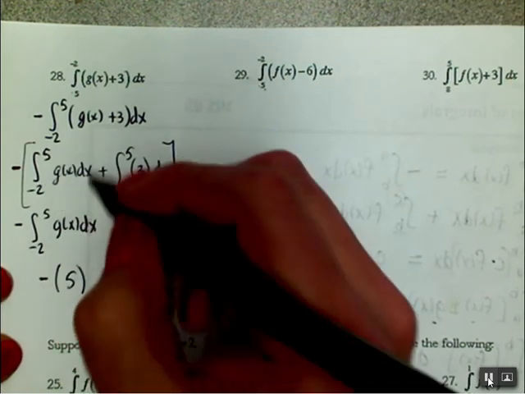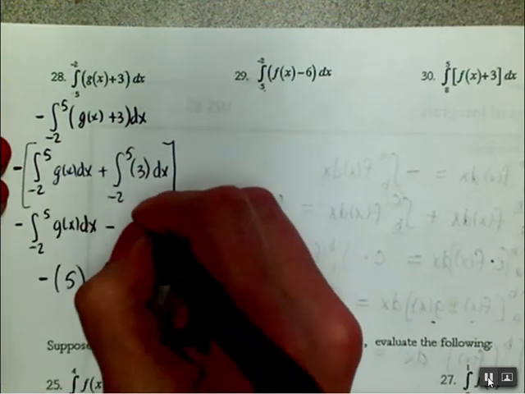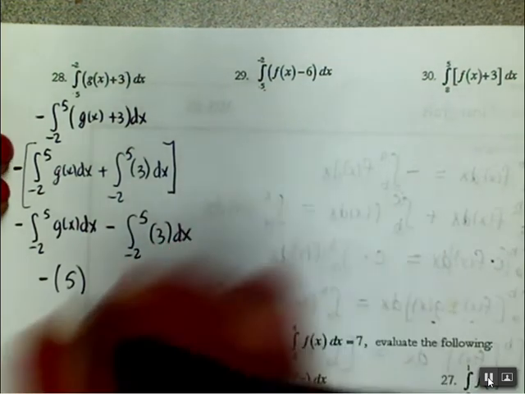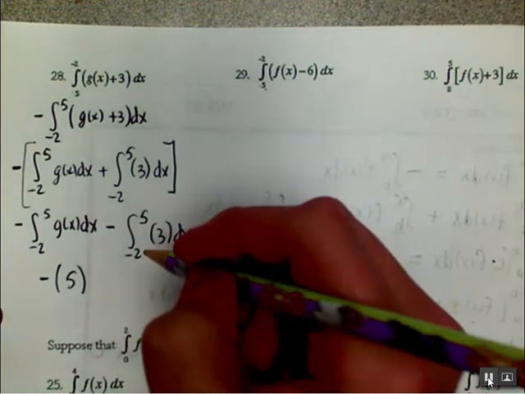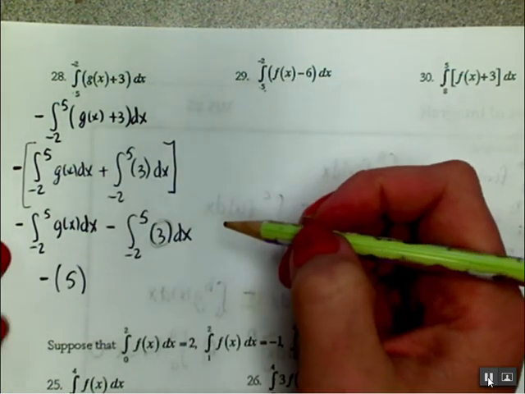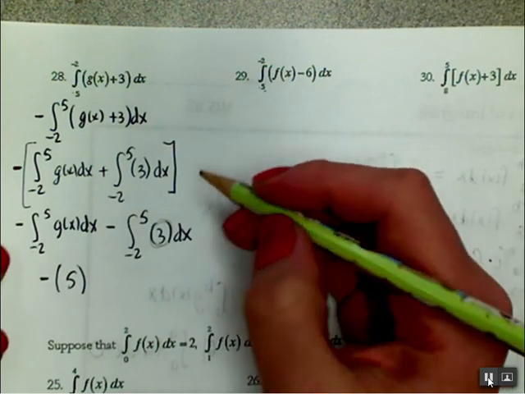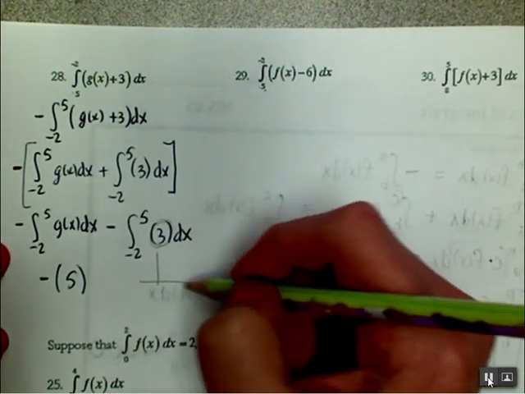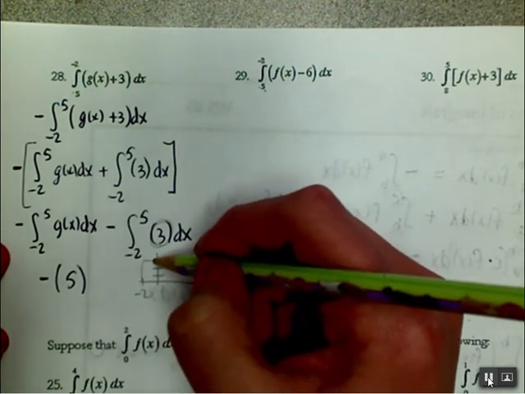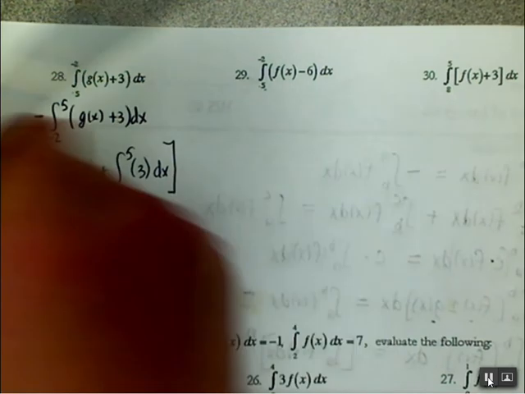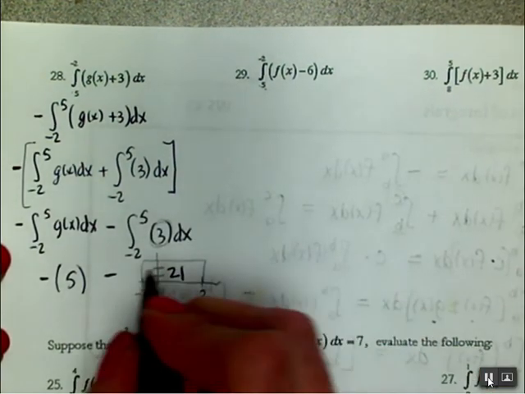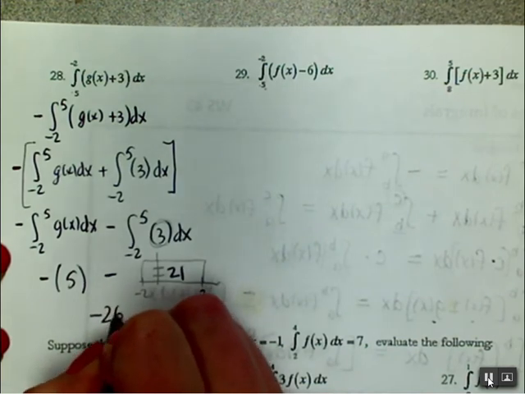Minus negative 2 to 5 3 dx. Okay, so this is like worksheet 4. It's not something that was given to me. That's a horizontal line. Negative 2 to 5, 3 high, so that's 21. Minus 21, negative 26.